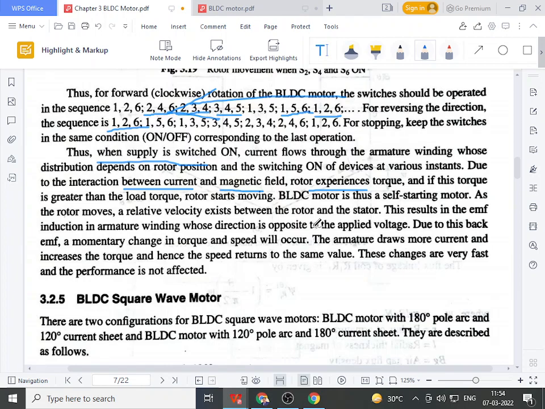Due to interaction between these two magnetic fields, the rotor will rotate either in clockwise or counterclockwise direction, which depends upon the position of rotor and the output of rotor position sensors. So according to the rotor position sensors, we initiate the switching sequence according to the required direction of rotation. Now whenever the rotor experiences torque, and if that torque is greater than load torque, then and only then will the rotor rotate, or the motor be in rotating condition.